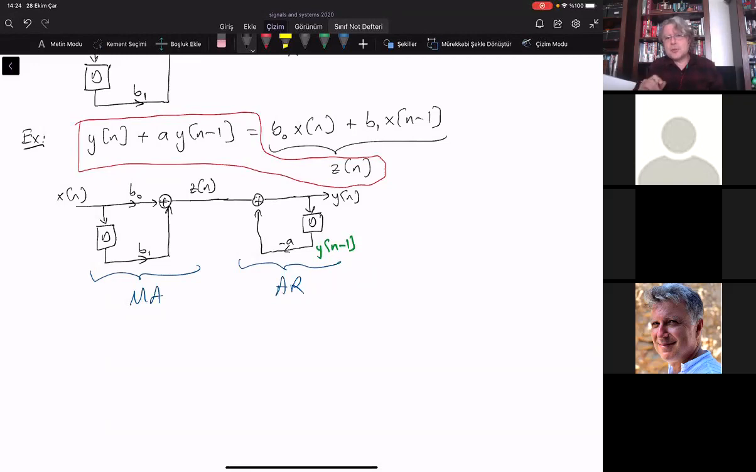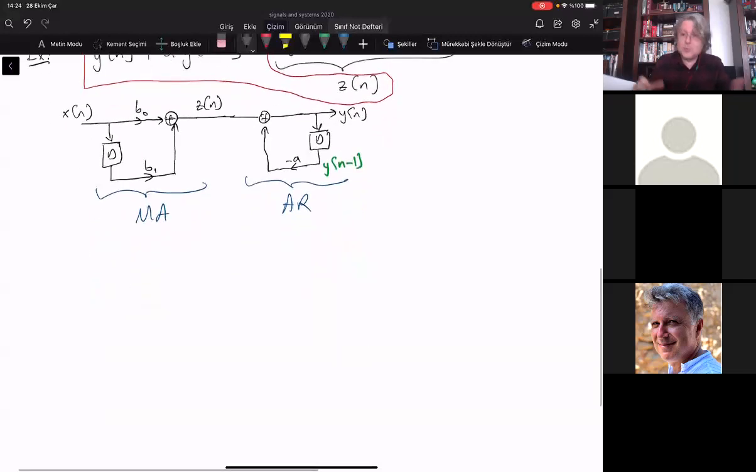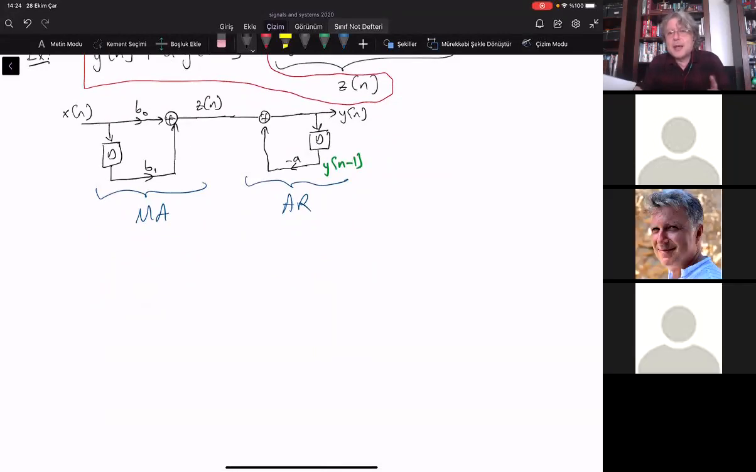I will first input x of n into the autoregressive part, and the output of the autoregressive part will be fed into the moving average part. And you will understand why I'm doing this. Because this is the correct answer, by the way. If I ask you to draw the block diagram of this ARMA difference equation, and you give me this plot in whole, that's the correct answer. But I will indicate in the question something else. I will ask you, for example, to give me the minimal implementation.